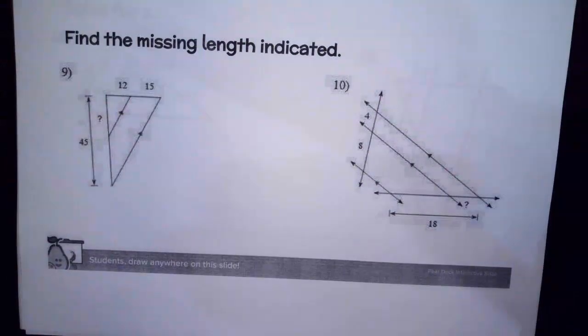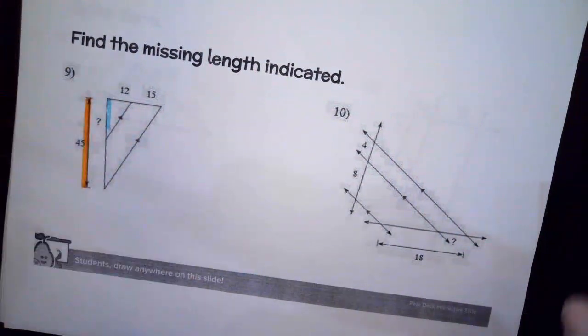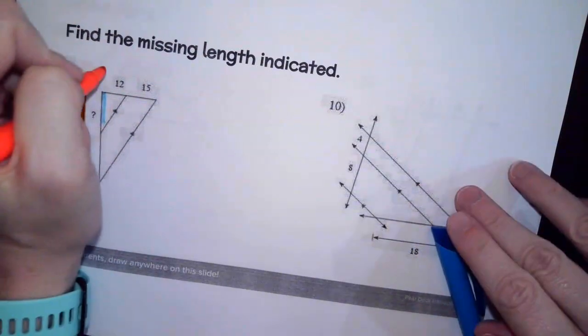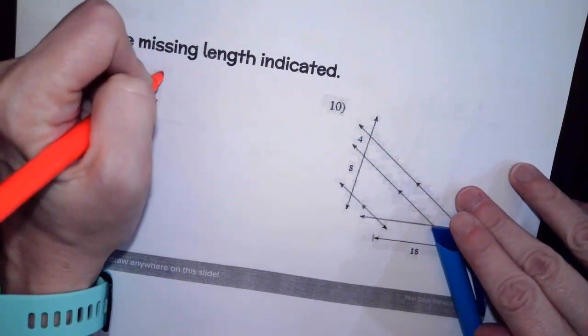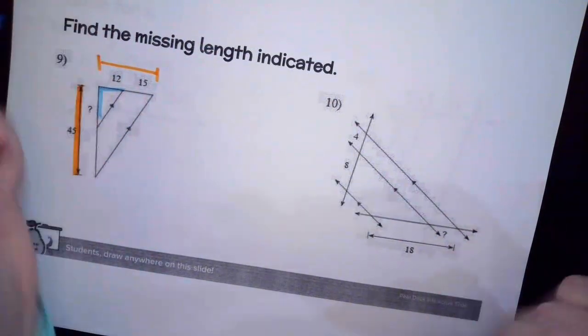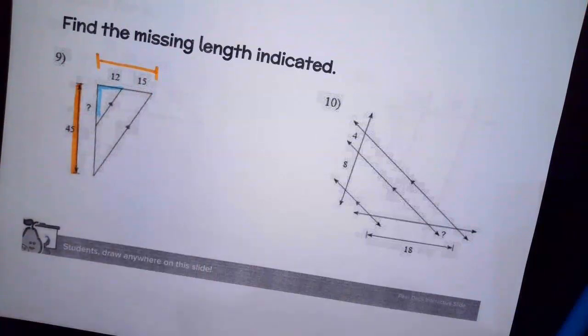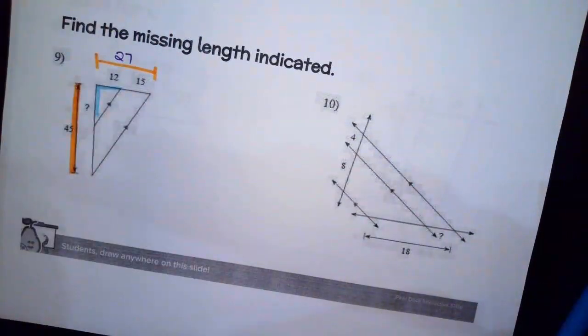Alright, so same kind of weird thing on this one. I know the whole thing here, and then I'm looking for the top piece. I think I can figure out the whole thing here, can't I? And I know the top piece. So I just have to figure out what's 12 plus 15, which should be 27.